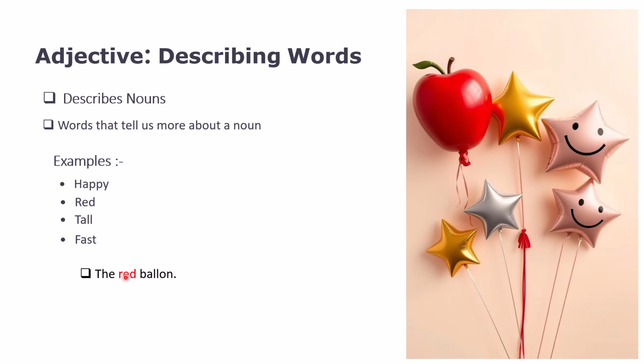In this sentence, the red balloon. Balloon is a noun, and if we say red balloon, then that red color gives more information about the balloon. So it describes the noun. Red is an adjective here. Happy, happy faces. Red, tall, fast. All are examples of adjectives which give more information about a noun.